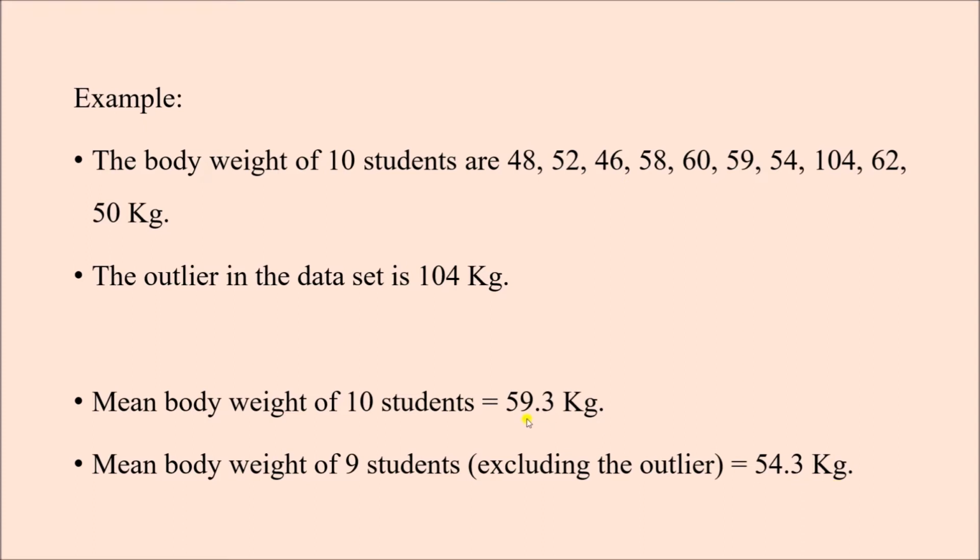So as you can see, the value changes by a huge margin, almost 5 kg, only by excluding one outlier. If there are multiple outliers, there will be much more difference between the mean values when the outlier is considered and when the outlier is not considered. So that is why we mentioned in the previous slide that when we have an outlier present in a data set, the mean value is definitely going to be affected by it.